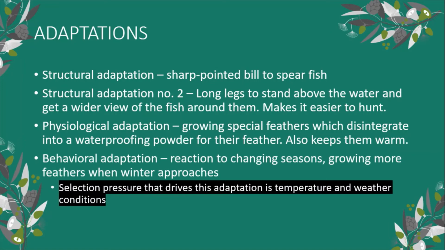A behavioral adaptation of the heron is their reaction to changing seasons. When winter approaches, the number of feathers on their body slightly increases to keep them warm. This is also due to the fact that they are a migratory species. Here, the selection pressure which drives this adaptation is the temperature and weather conditions.